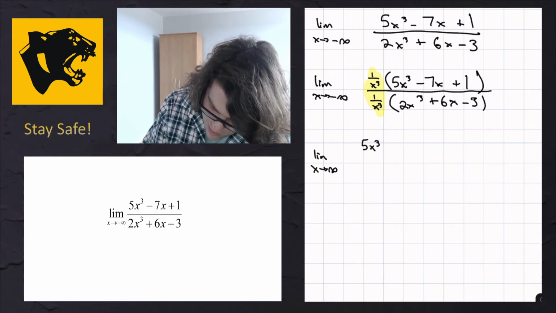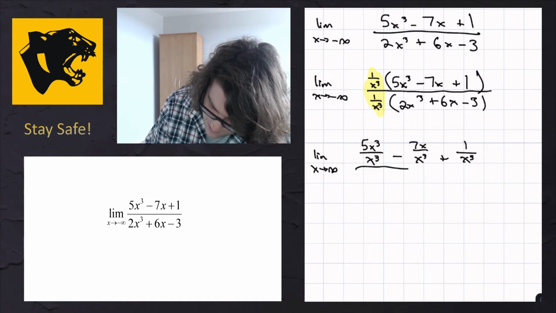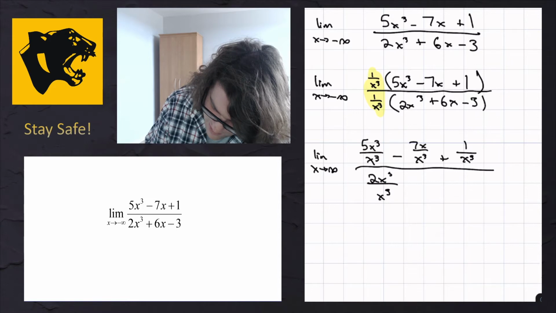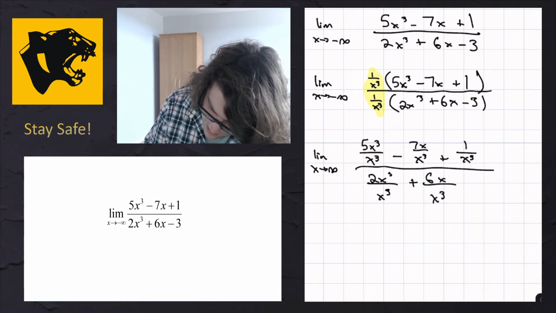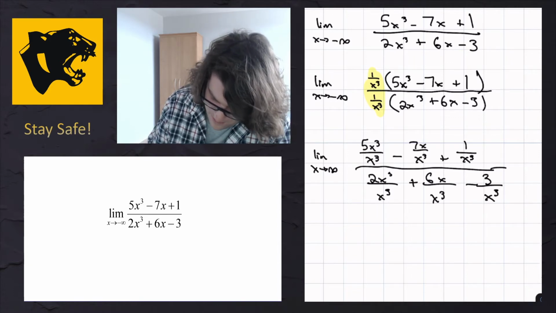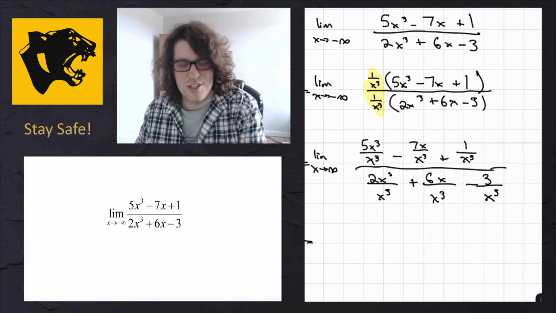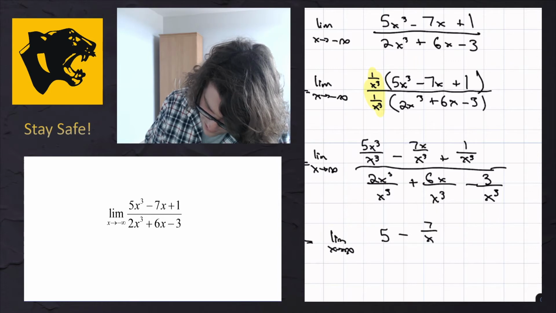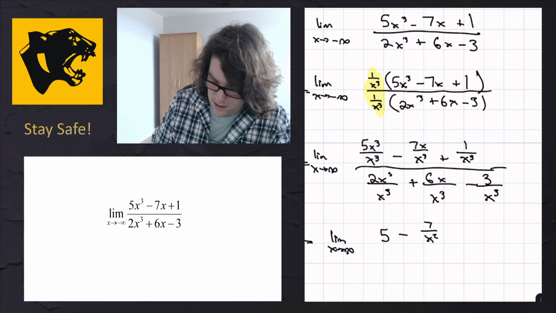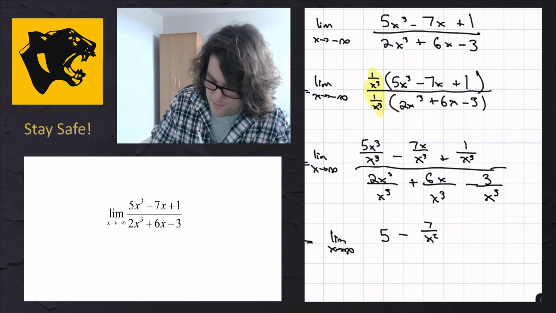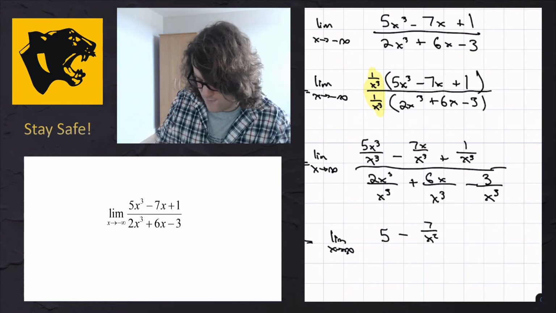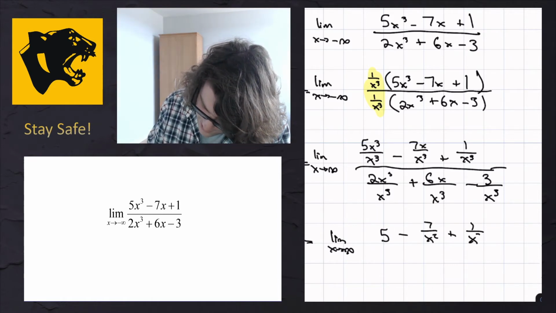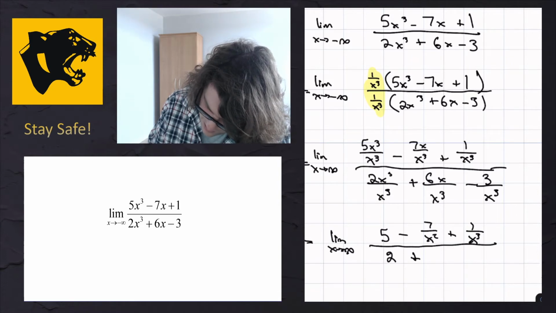So 5x cubed over x cubed minus 7x over x cubed plus 1 over x cubed, all over 2x cubed over x cubed plus 6x over x cubed minus 3 over x cubed. Now, from here, I'm going to simplify these. So this is the limit as x approaches infinity of 5 minus 7 over x squared. I'm just going to subtract the exponents, or simplify the powers that are there. x to the 1 divided by x to the 3 is x to the minus 2, or the same thing as x squared in the denominator, plus 1 over x cubed, not much to do there, over 2 plus 6 over x squared minus 3 over x cubed.